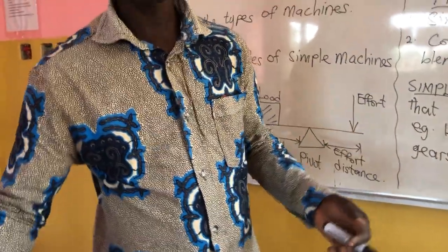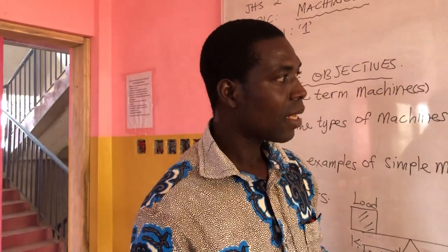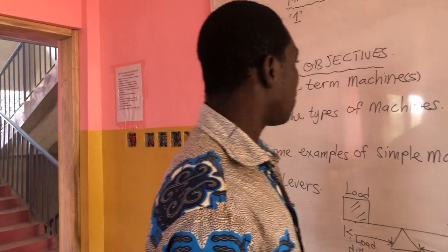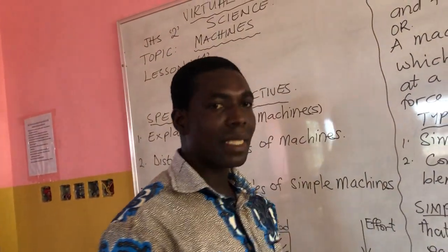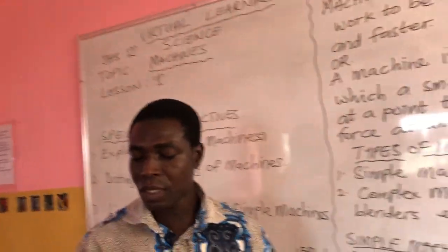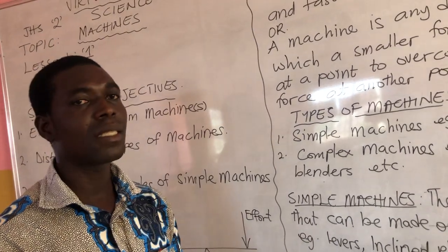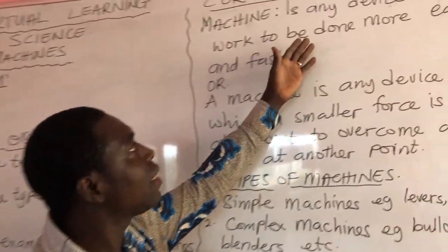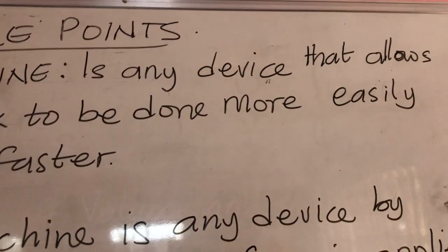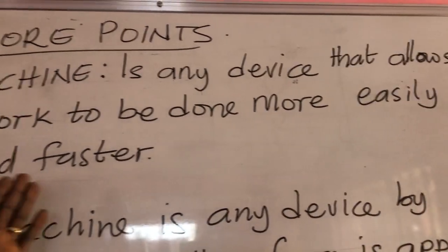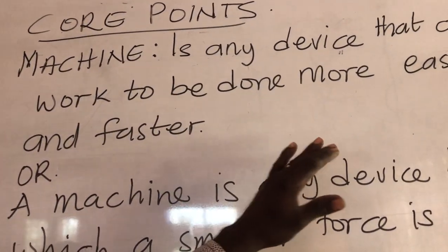Now we are going to look at how we can use these machines to perform work. Now let's go straight to the point. We are looking at machines. What is a machine? Now that we've seen various examples here, what is a machine? A machine is any device that allows work to be done more easily and faster.